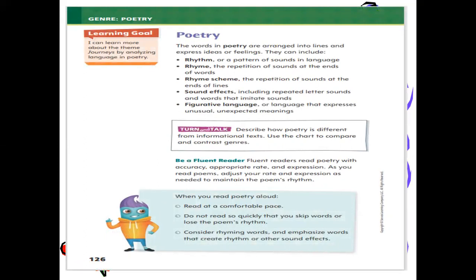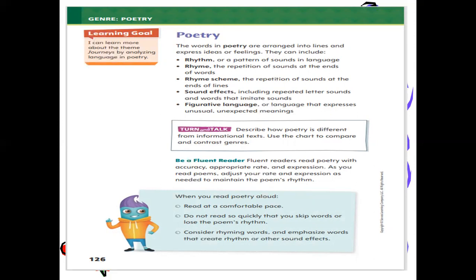So let's sum up what we studied today. Poetry includes, okay, what is poetry first? Poetry are words that are arranged into lines and they express ideas or feelings. Four lines or five lines or three lines maybe can make a stanza, but mainly four or five, and each stanza has a central idea.